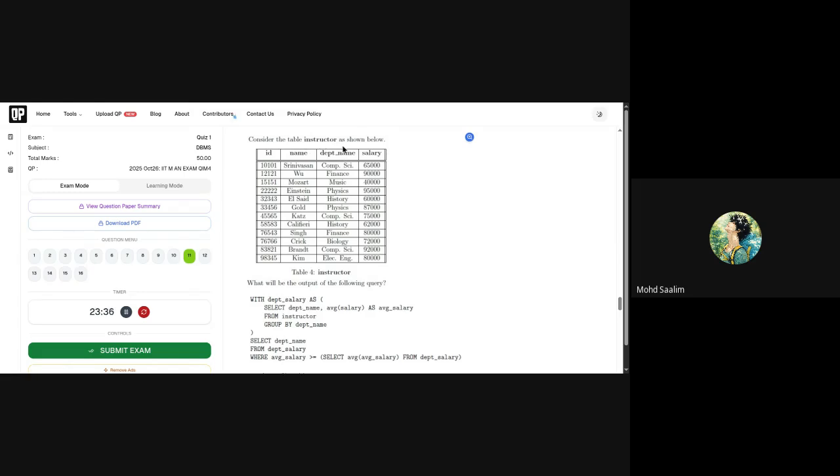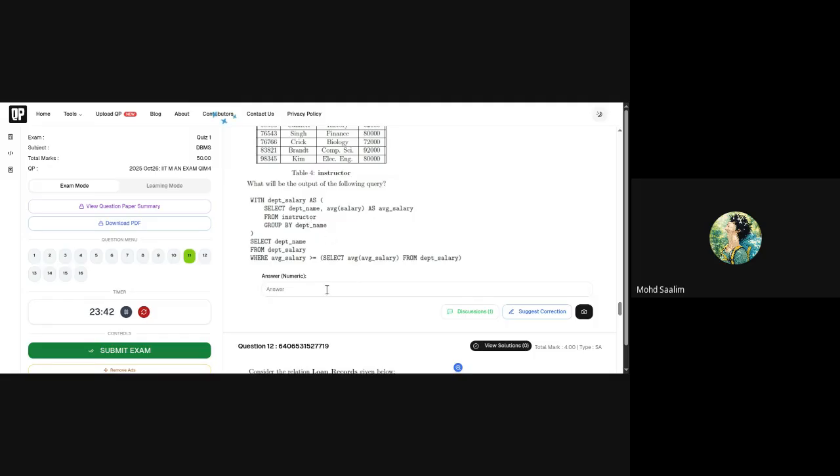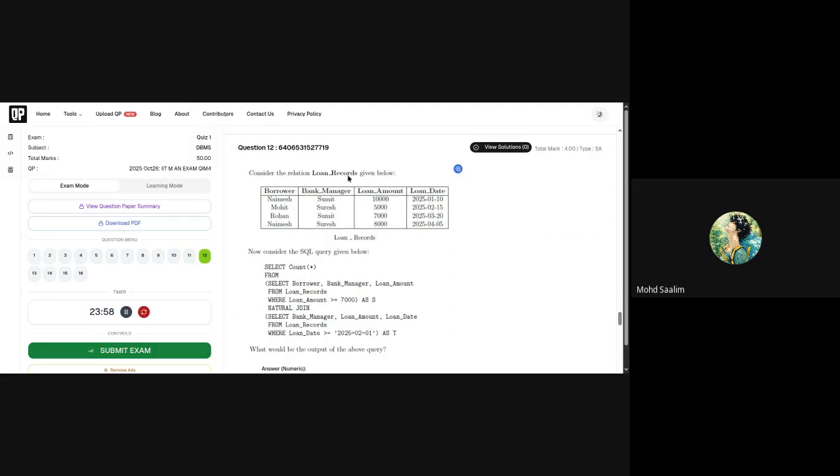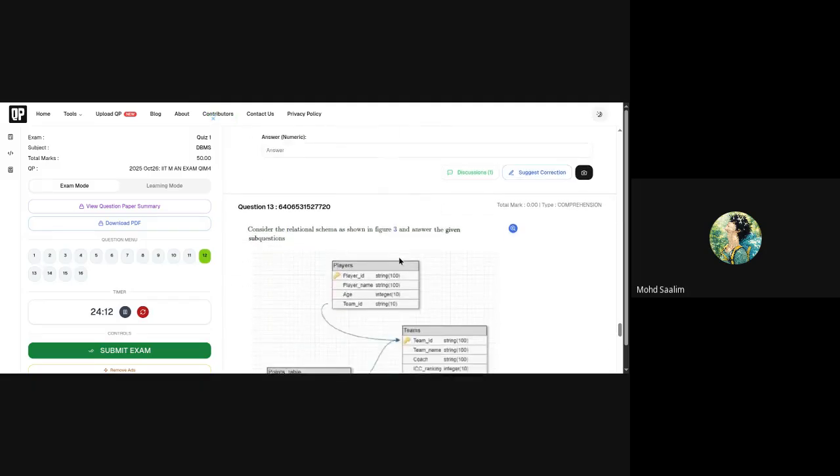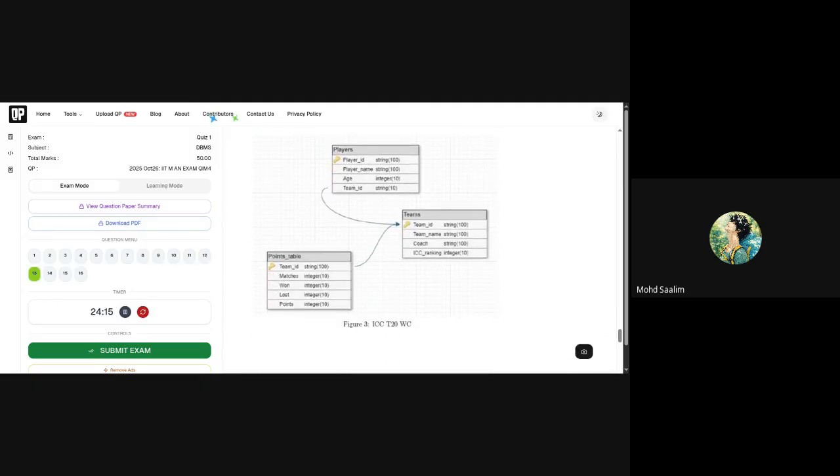Consider the table instructor. So again, data is given, a query is given. They are asking for the answer, and it is not your typical type of query. It is an advanced SQL query. I will consider it advanced SQL. Consider the relation loan records. Select count star. Again, a query is given to you, and they are again asking for the output. So you can see how important SQL is for week one, right? Every second question is about SQL.